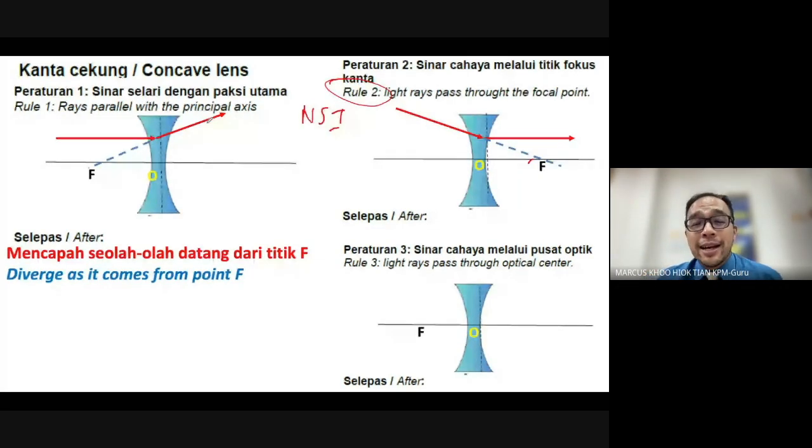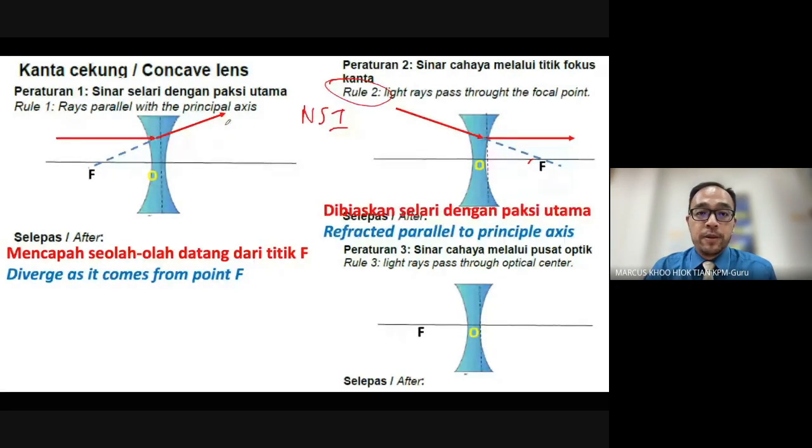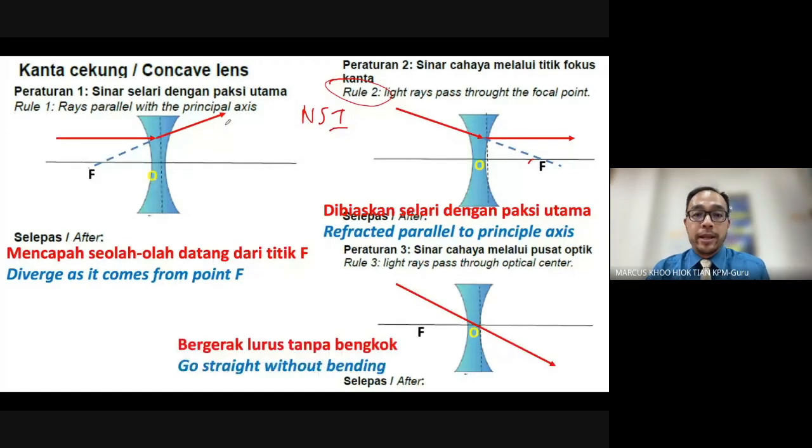I mean, important lah, it's good to know, but not so important. The first and the third rule actually is more important. Okay, the third rule, same as just now. Pass through the center with no change in direction. Straight line without bending. Okay, so almost the same as the convex lens just now.